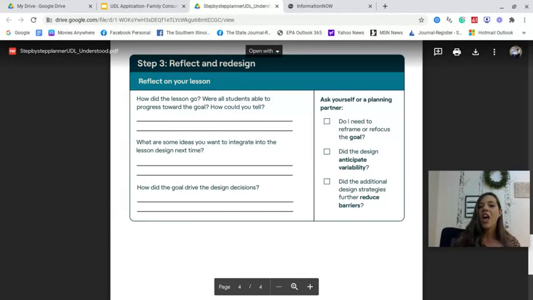So step 3 is reflection and redesign. So how did the lesson go? I know that I have bombed major this semester. Something will take me weeks to complete that normally doesn't take me that long. Or in adult living in the housing unit, guys, we did one room. As you know, we normally do a whole house. So it's like, it's over. We're done. We're done after a room.